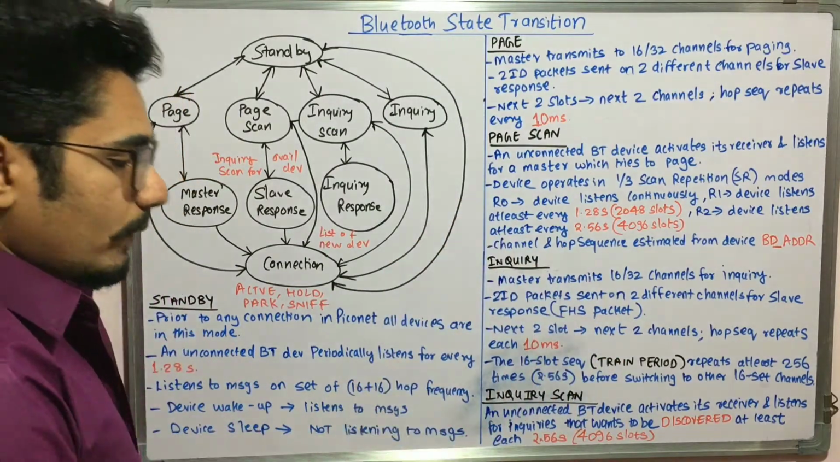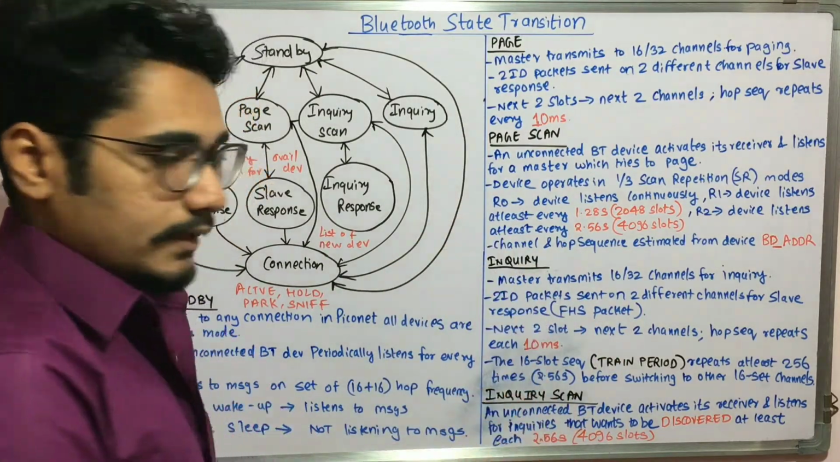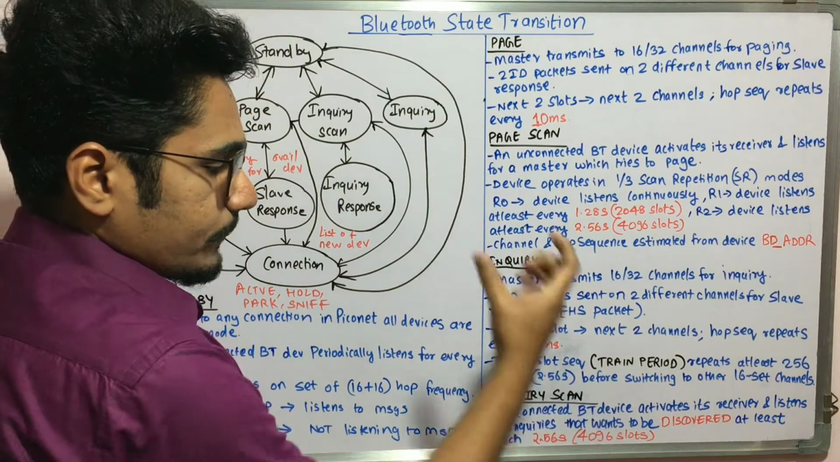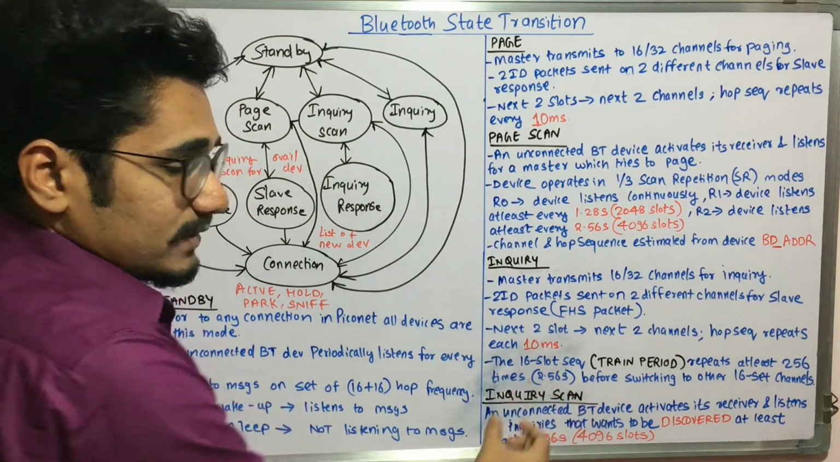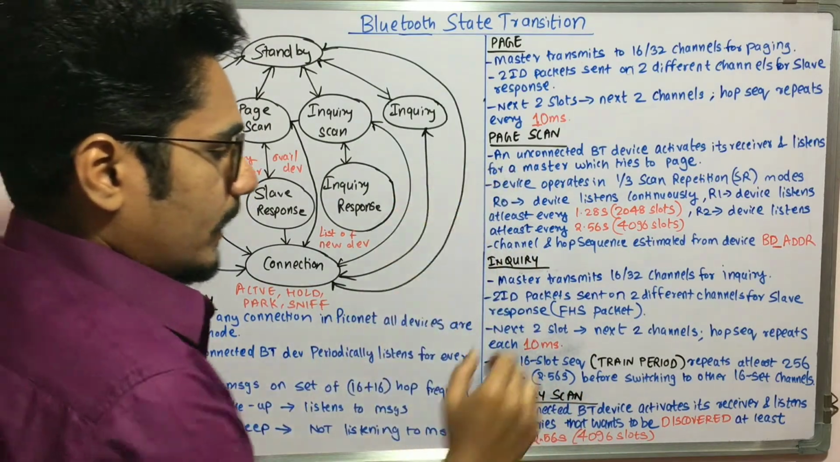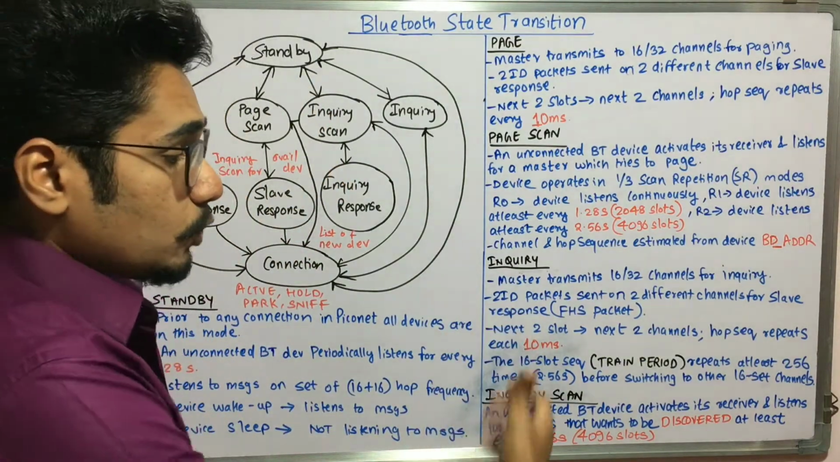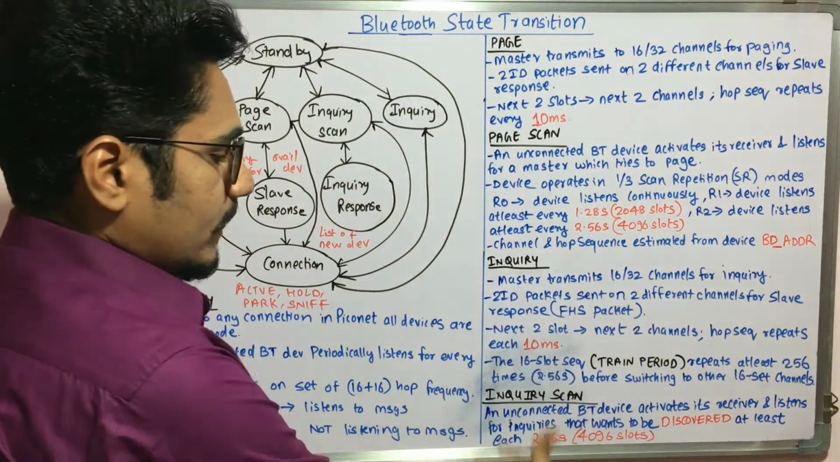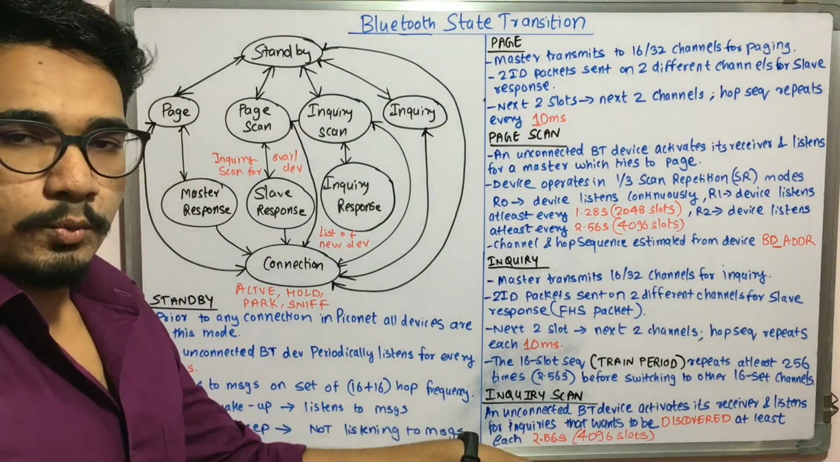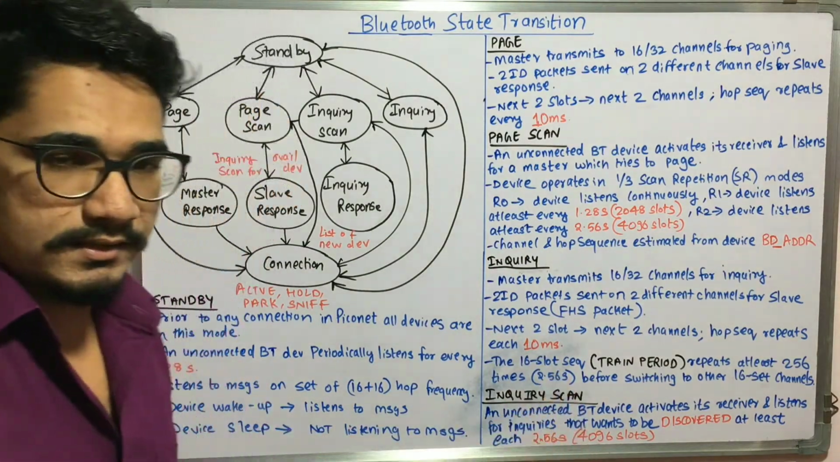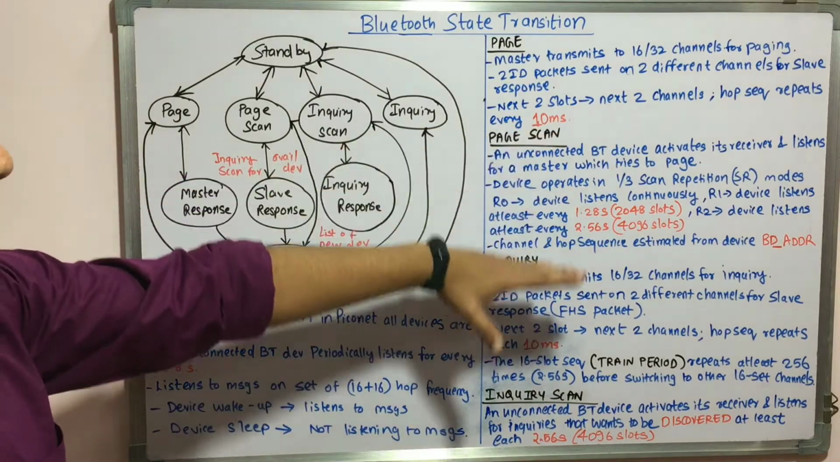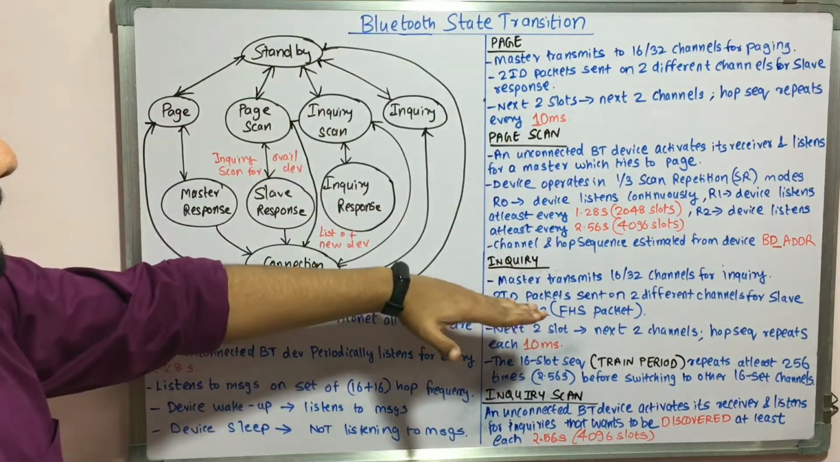Next, it moves to the inquiry scan state. This is an unconnected Bluetooth device, a slave device. S for scan, S for slave, like here. It activates its receiver and listens for inquiries from devices that want to be discovered, and it listens for at least 2.56 seconds, that is 4096 slots. This can be thought of like page scan, and this too goes here.